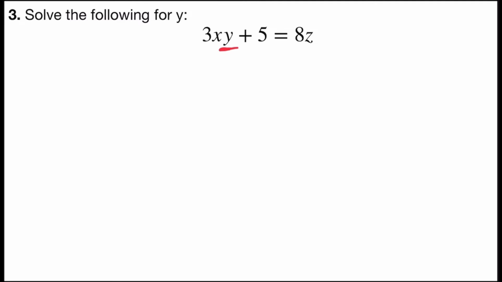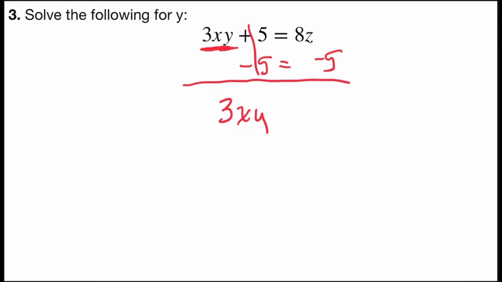And so just like I would with any equation, I want to isolate my variable term 3xy. And to do that, I'm going to add the opposite of 5, which is negative 5, on both sides. So positive 5 minus 5 is 0. 0 plus 3xy is 3xy. On the right side, 8z minus 5, those are not like terms, so all I can do is express that 8z minus 5.